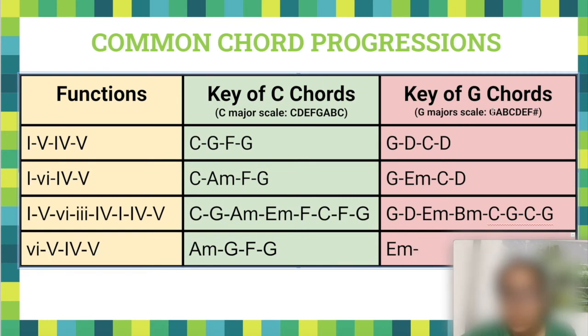Fifth chord would be G, A, B, C, D. So D major. Fourth chord would be G, A, B, C. Then the last chord, the fifth chord, G, A, B, C, D. So D. 1, 5, 4, 5. E minor, D, C. Then of course, you have to go back to G to feel resolved.